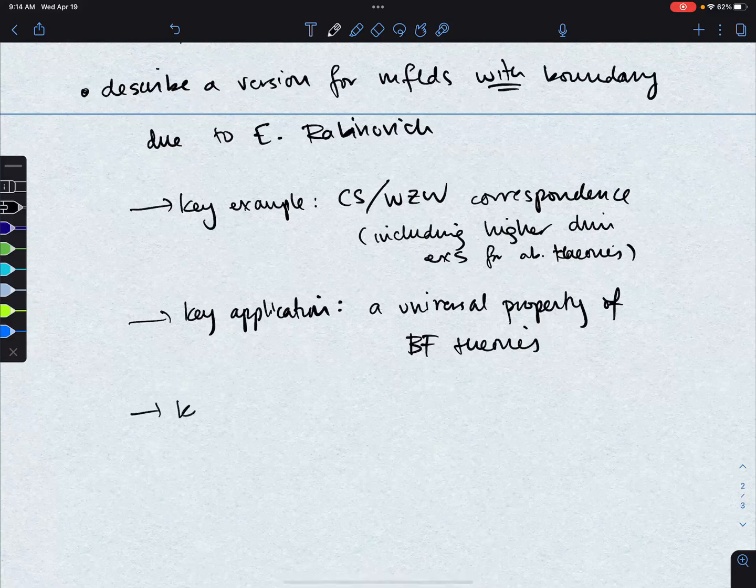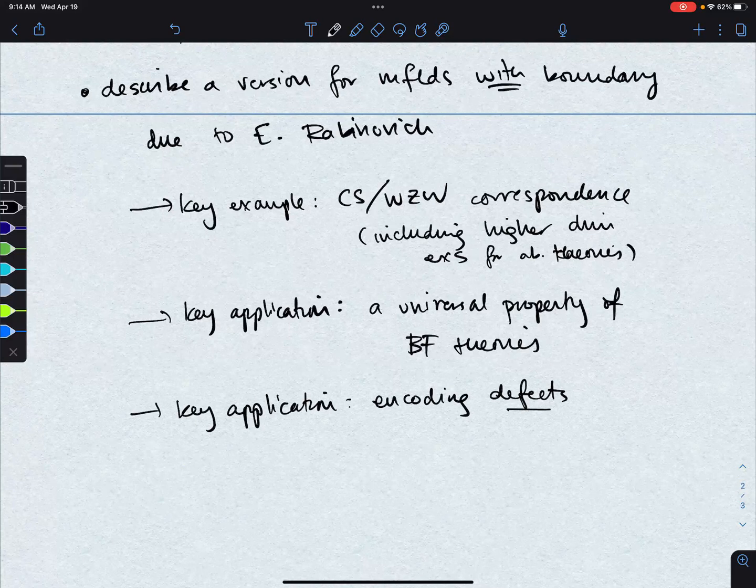And another application, which might be my preference for how to continue the talk since it's most recently on my mind, is encoding defects. Things like 't Hooft lines or Wilson lines in gauge theories, or surface defects, using factorization algebras. This is an enhancement of the way we have historically talked about this takeaway message: you can use factorization algebras to talk about not just the simplest class of observables, but also things like disorder operators and defects, at least in special cases.